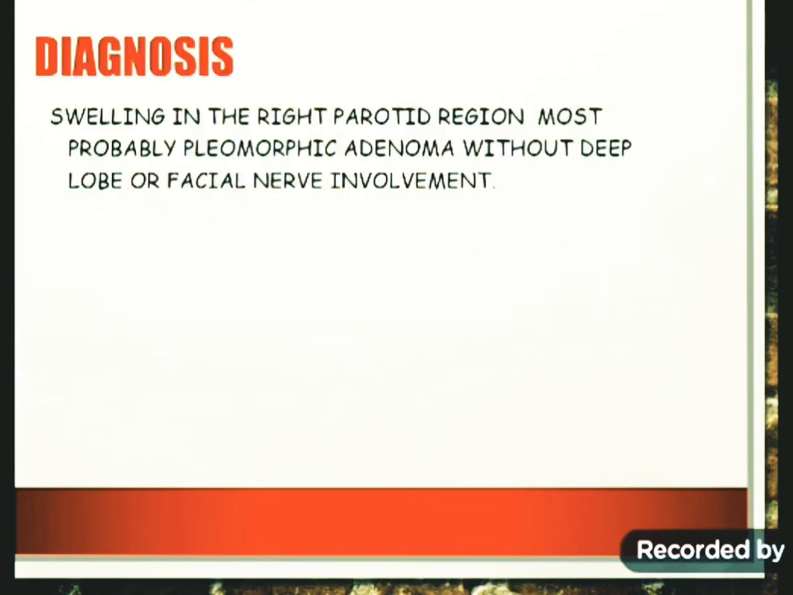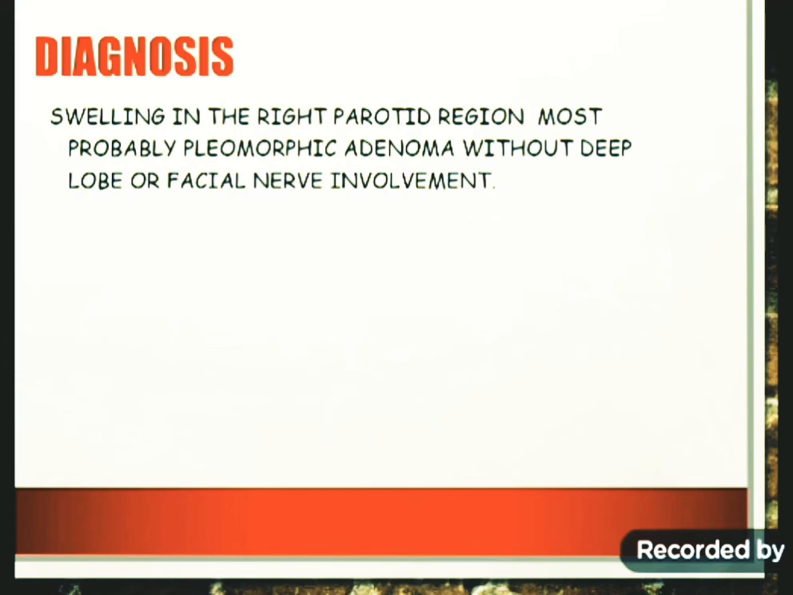Then diagnosis. When you tell about the diagnosis, you have to tell that there is a swelling, what the problem is, on which side it is, where it is, and what your probable diagnosis is. Because right now you didn't do any investigation, you can't just say that you are confirmed that it is pleomorphic adenoma or any other diagnosis. You have to tell the probable diagnosis. So: swelling in the right parotid region, most probably pleomorphic adenoma without deep lobe involvement or facial nerve involvement. That's what you have to tell.